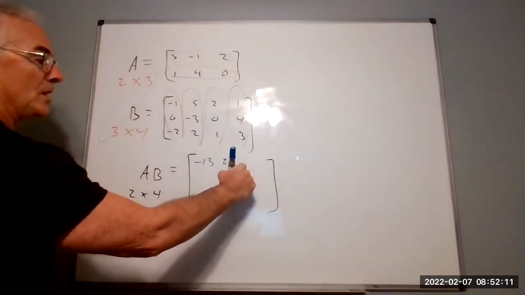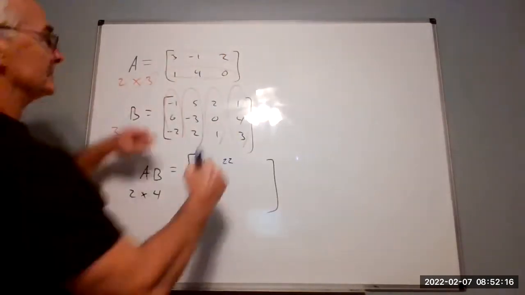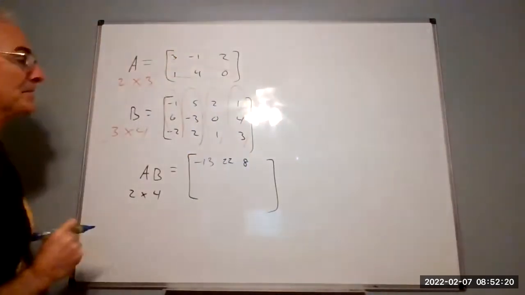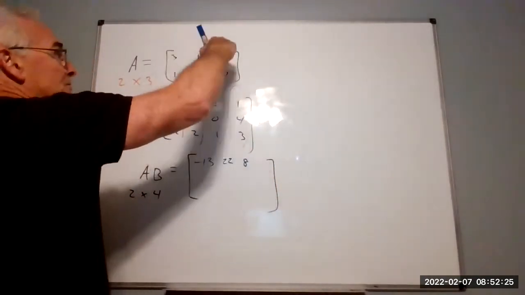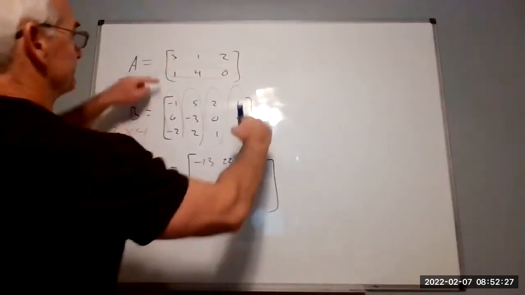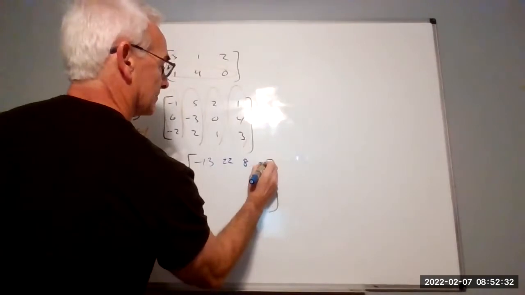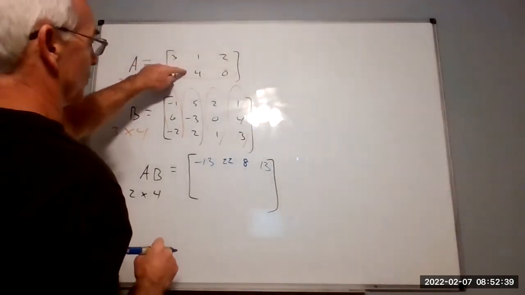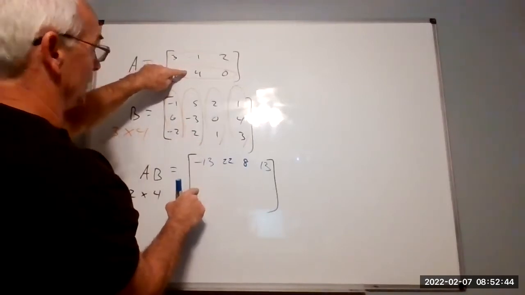The first row, third column entry would be the first row times the third column. So 6 plus 0 plus 2. And then finally, the first row, fourth column entry would be the first row times the fourth column. So 3 plus 4 plus 6, 13. Now I'm done with row 1 of my resulting matrix. Now I'm going to take the second row of A and multiply it by the first column of B, and that will be the second row, first column entry of the result.